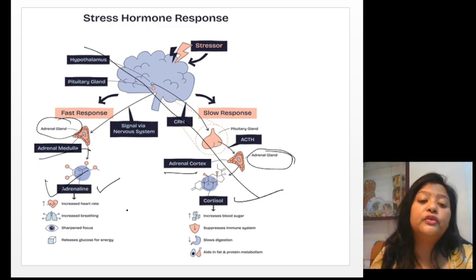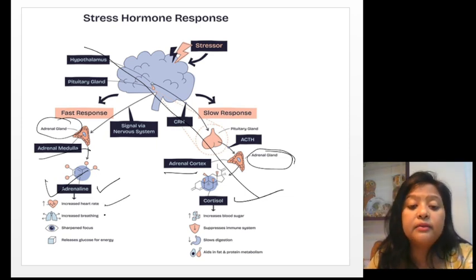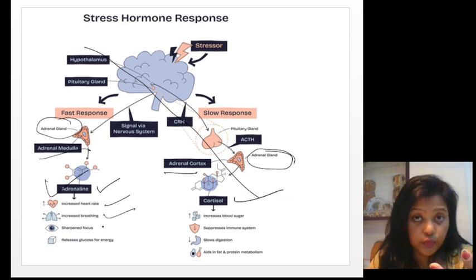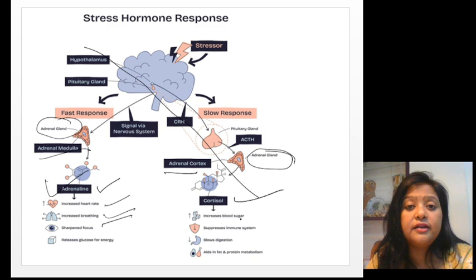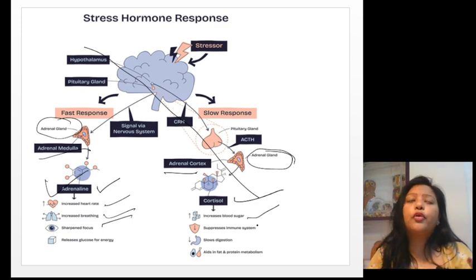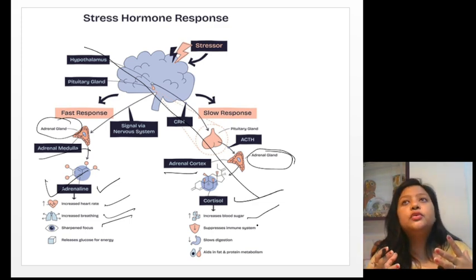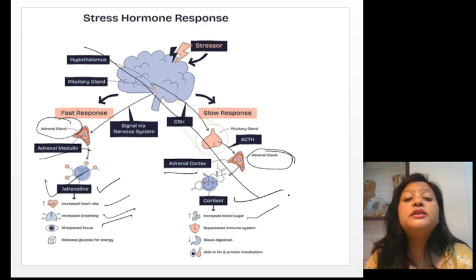The functions are also different. Because of adrenaline in the bloodstream, the heart rate increases, breathing increases, and the way you look at things sharpens up. Glucose is also released in the body, and glycogen is broken down. And with cortisol release in the bloodstream, the blood sugar increases in the body. Your immune system is suppressed. You might have felt that when you are in stress, your body starts cooling and doesn't fight. It stops fighting because your immune system is being suppressed.